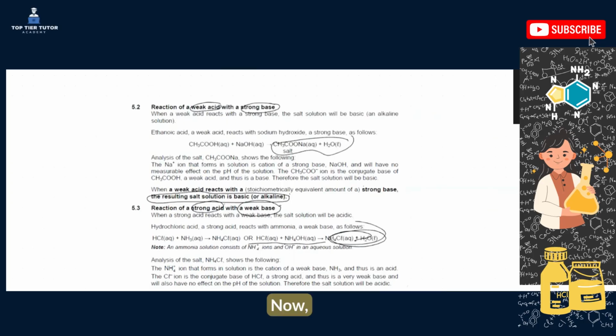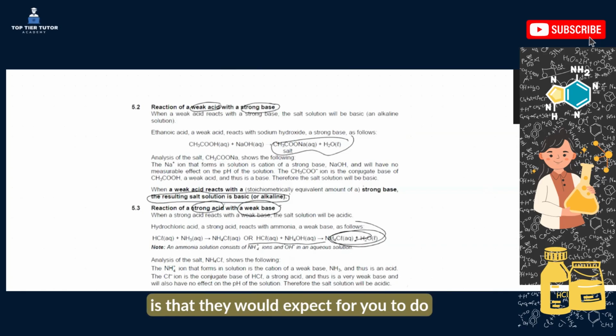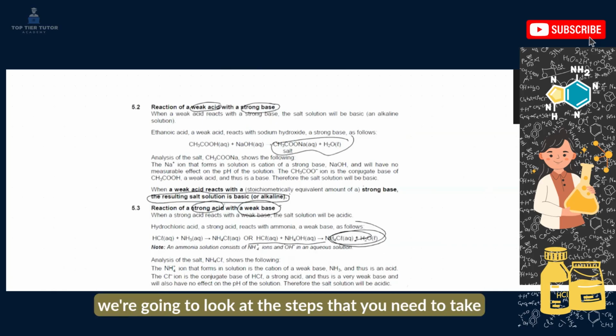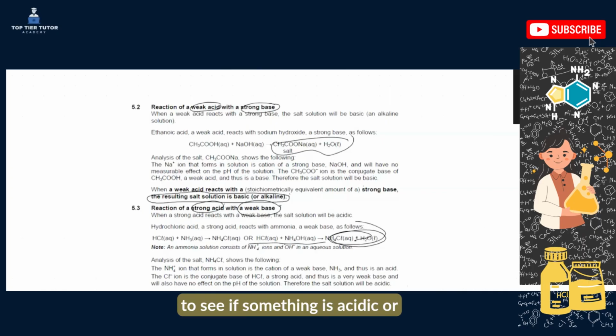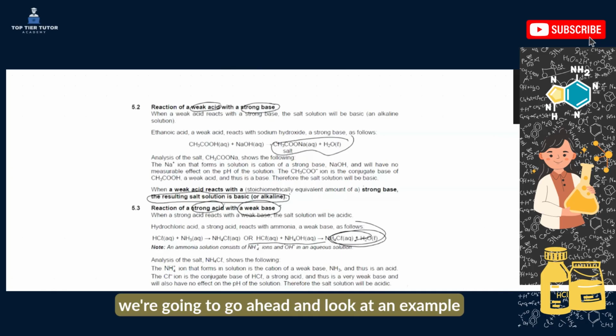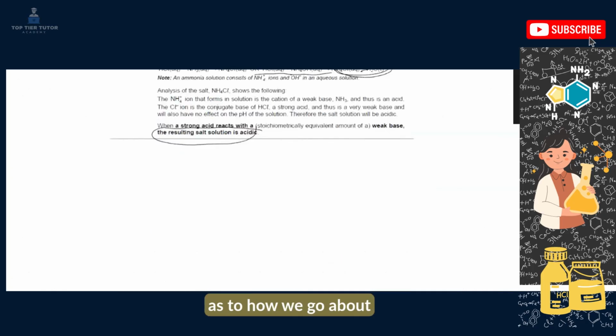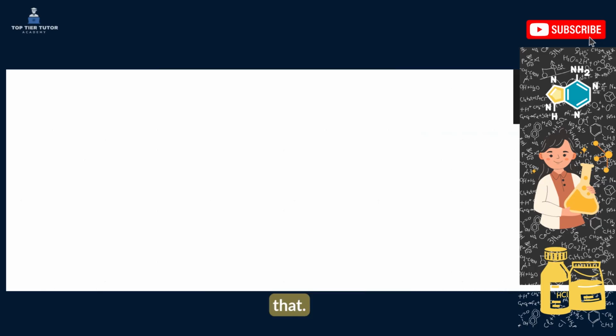Now, the way they will test you is that they would expect you to do a hydrolysis reaction of the product that you get, so that you're able to determine whether a solution is going to be acidic or basic. So we're going to look at the steps that you need to take to see if your end result is acidic or basic. Once we're done with that, we're going to look at an example of how we go about that.